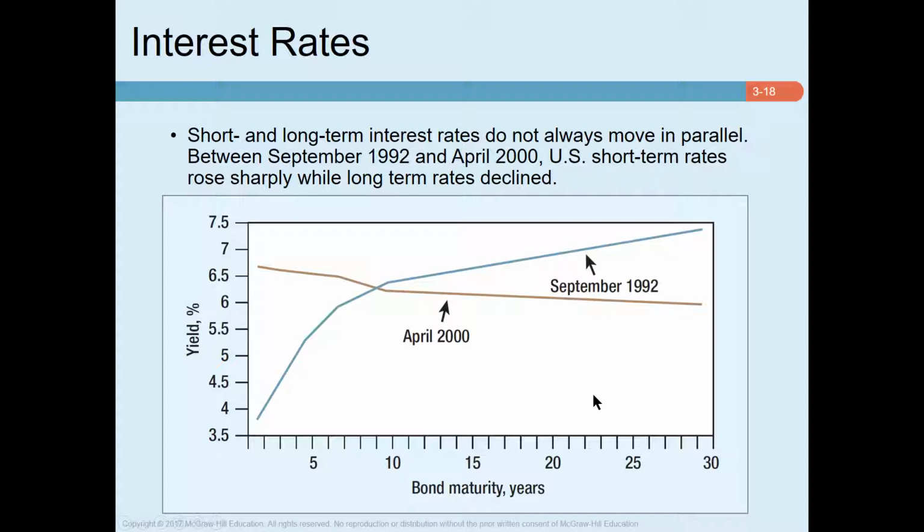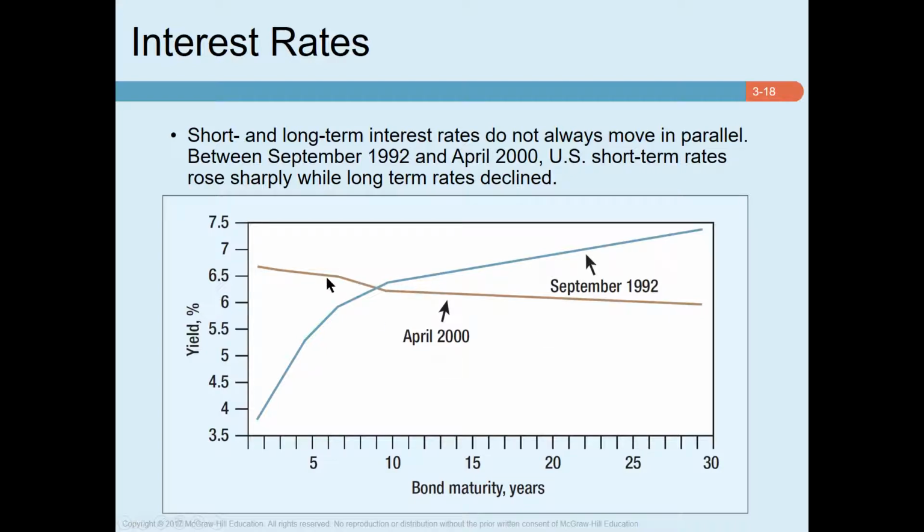In this video, we discuss the relationship between the long-term and short-term interest rates. The relationship between long-term and short-term interest rates is known as the term structure of interest rates. In this graph, you can see we have yield on the vertical axis and bond maturity on the horizontal axis. Now, you can see these two graphs for two different time periods. This one is for April 2000, and this one is for September 1992.